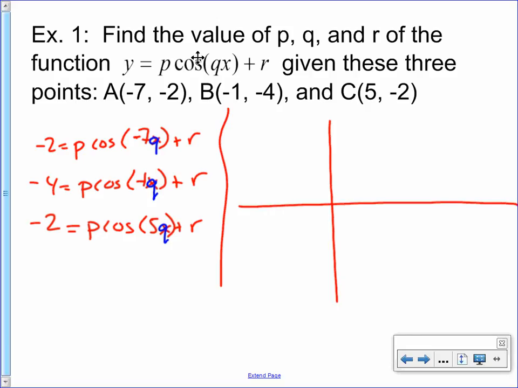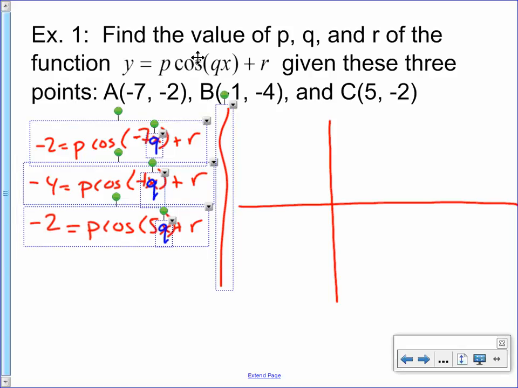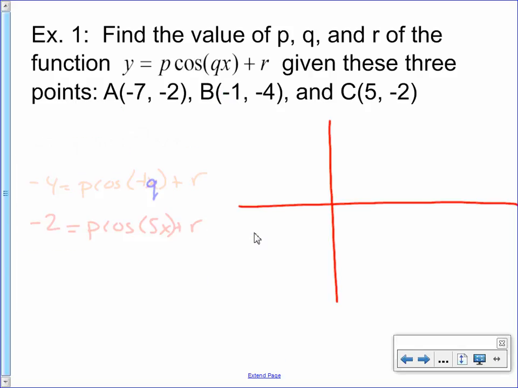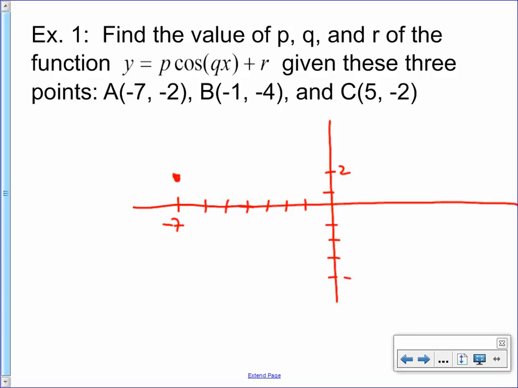All right. A is -7 and 2. Let me get rid of all this. Delete, because I need more room. So 1, 2, 3, 4, 5, 6, -7, and 1, 2 is like here-ish. Then -1, -4, 1, 2, 3, 4 is right here.